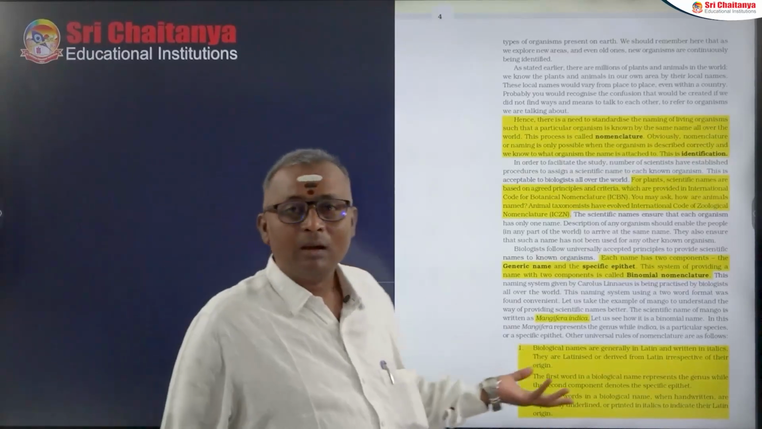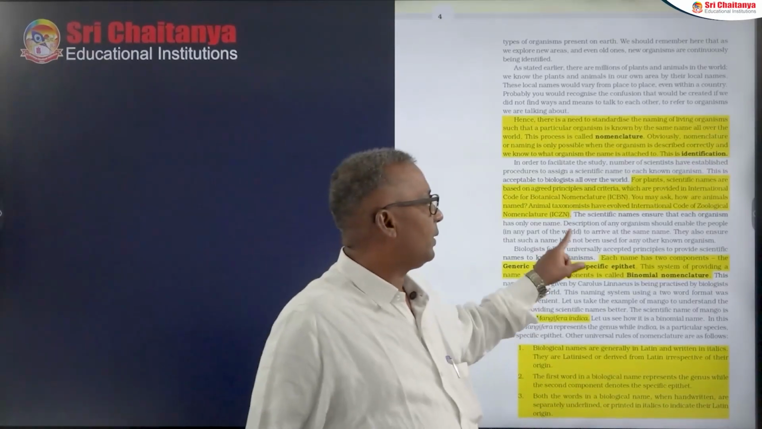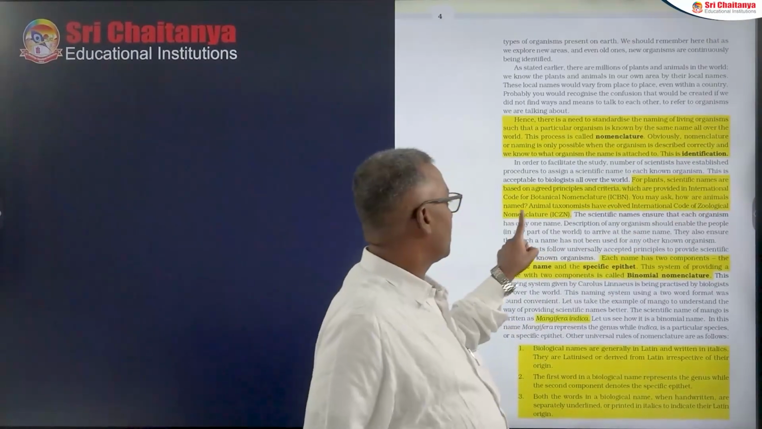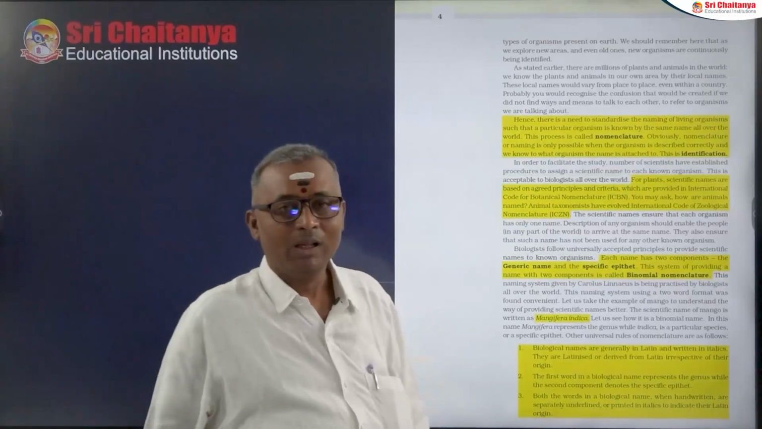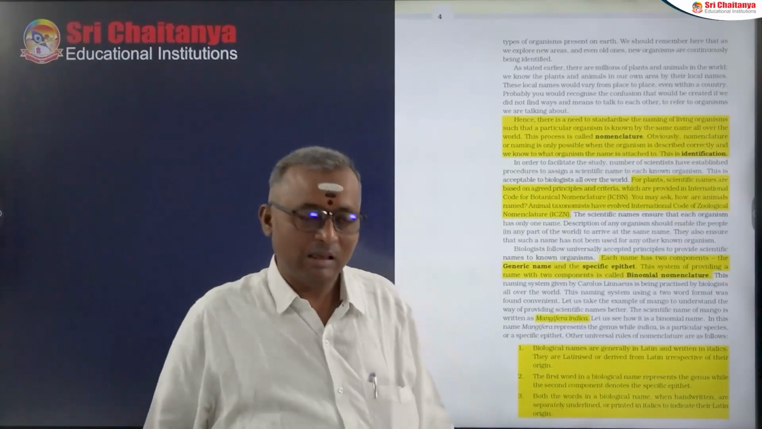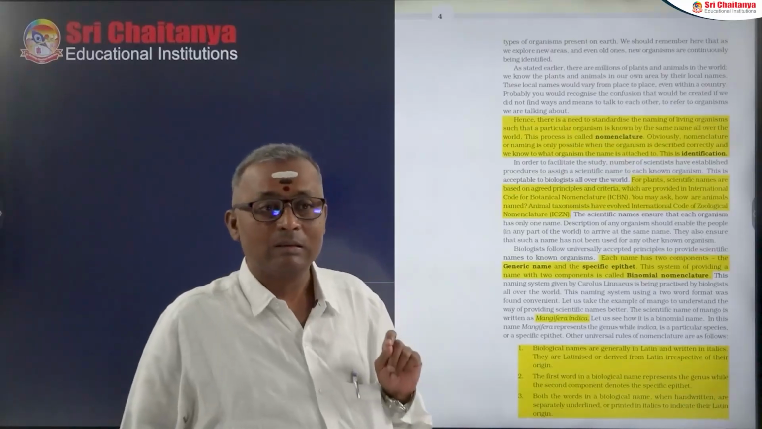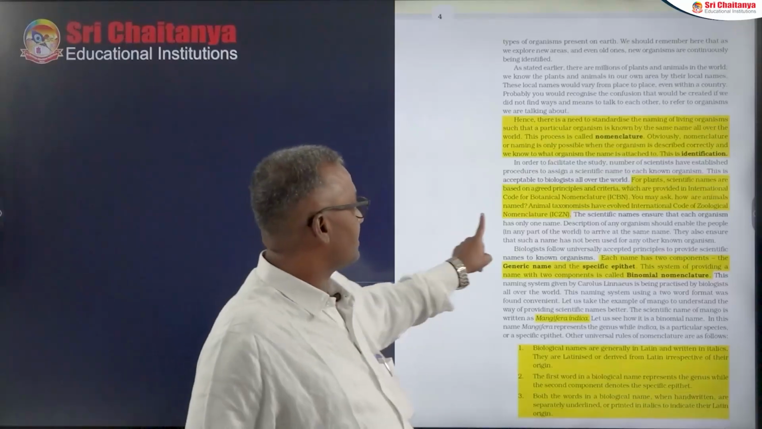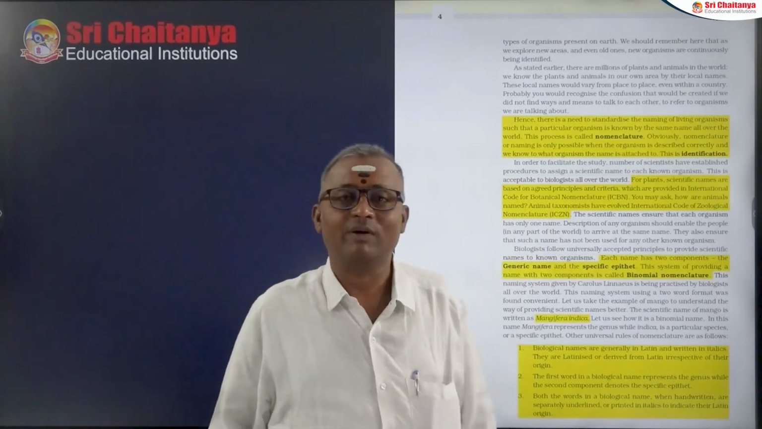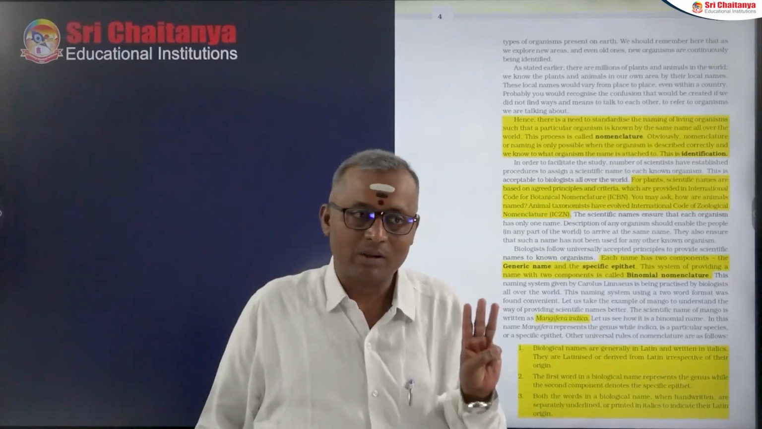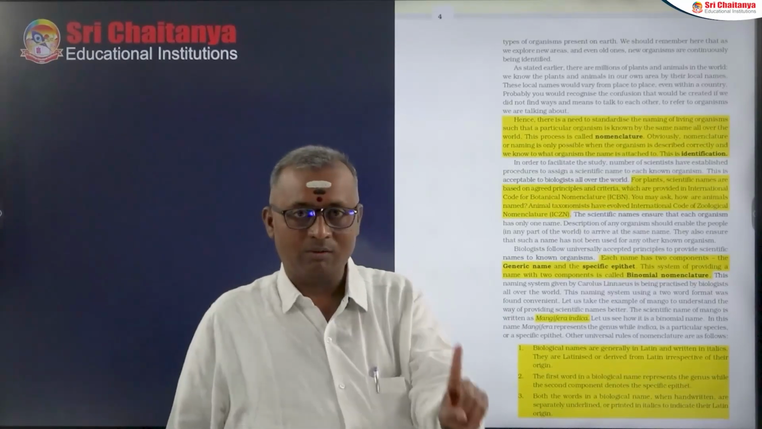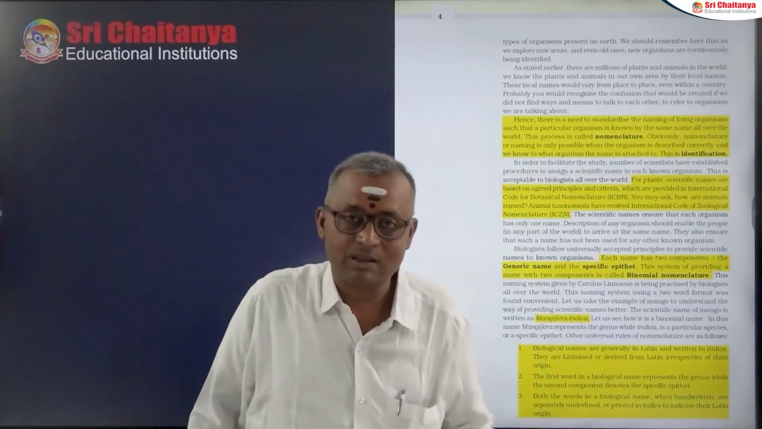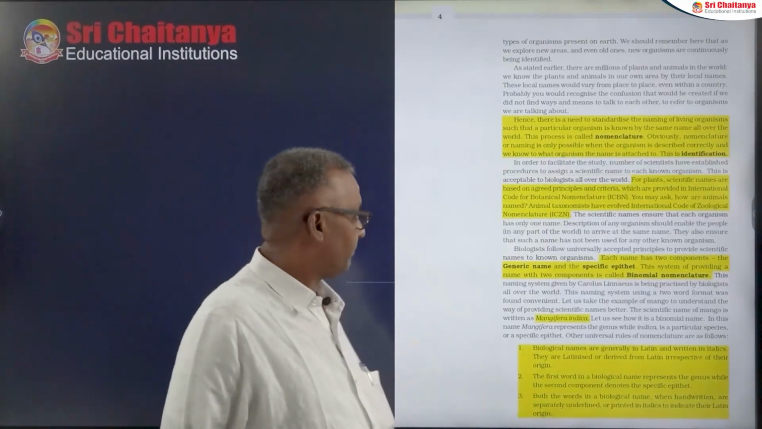Similarly, in animal nomenclature, we are following ICZN, that is International Code of Zoological Nomenclature. And one more important thing that everyone must know here is that scientific names ensure that each organism is given only one correct scientific name. There are three important things here you have to remember. The first thing that you must know is every organism is given only one correct scientific name.